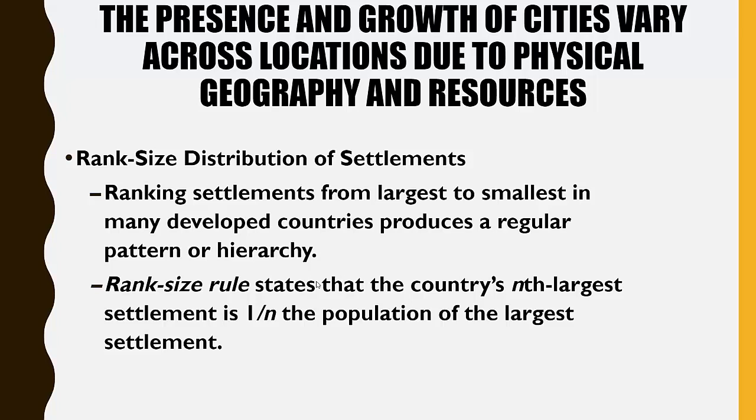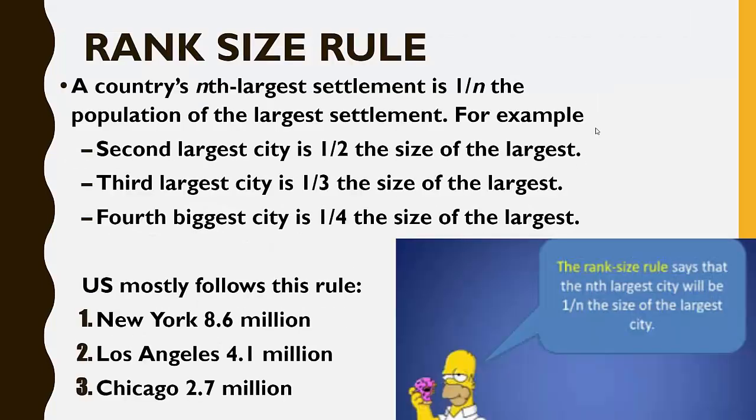The city that is the 100th largest settlement is usually 1/100th the size of the largest city in that country. And that's the pattern. So you would expect, if this is true, to find countries in the world where we have that particular setup. So again, the second largest city is half the size of the largest. The third largest city is 1/3 the size of the largest. The fourth is 1/4 the size of the largest.